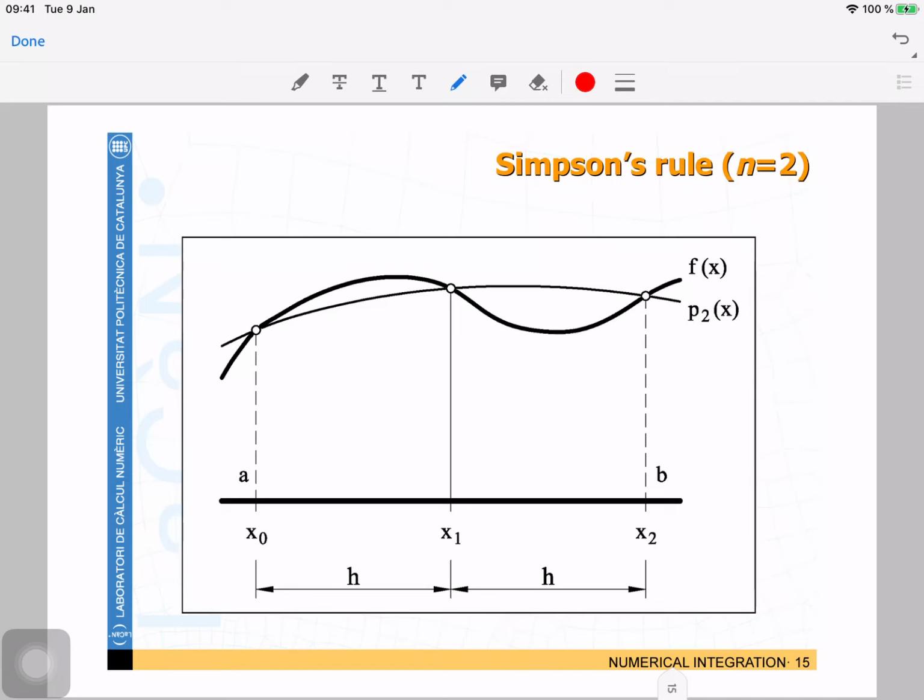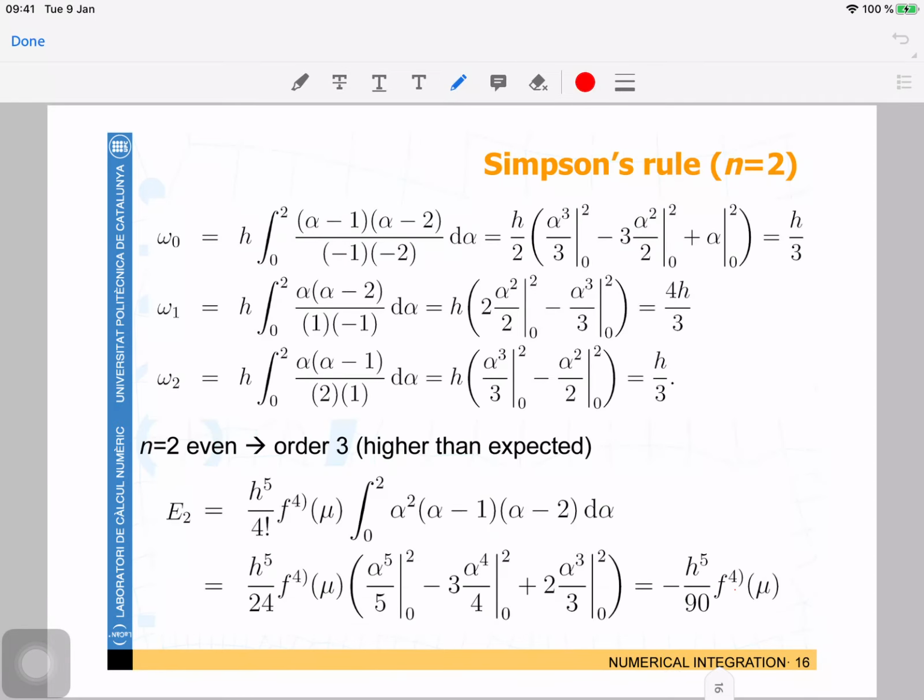Another rule of Newton-Cotes is Simpson's rule, where n is equal to 2, or basically where we have 3 points. So in this case we have a quadratic polynomial, or polynomial of degree 2, for the approximation of the f function. Since we have 3 points for Simpson's rule, we have to compute the 3 weights associated with these points: W0, W1 and W2.